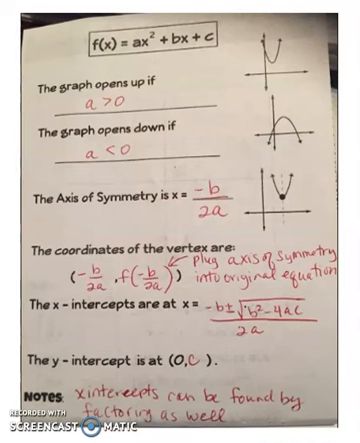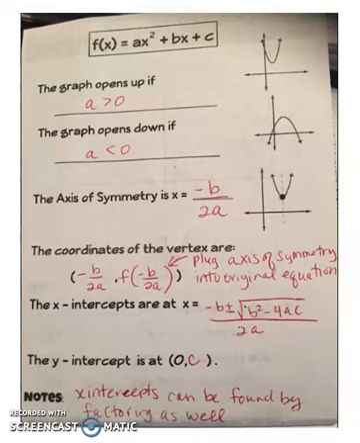If a is bigger than 0, it opens up. If a is less than 0, it opens down. And by the way, in each of these forms, this a that we keep talking about, which is your vertical stretch or compression, is the same for every single one of them. Whether you're in vertex form, intercept form, or standard form, the a will be the same for each of them. That's the only letter that remains the same.